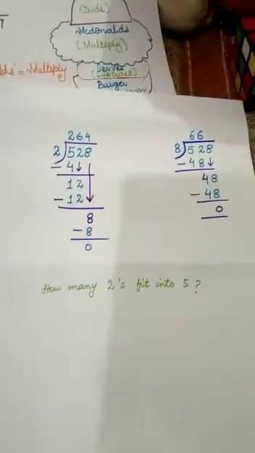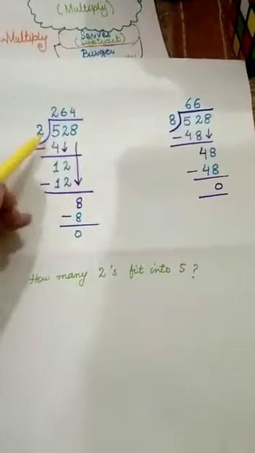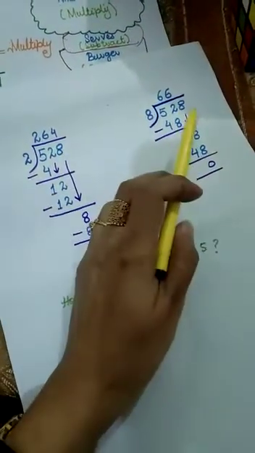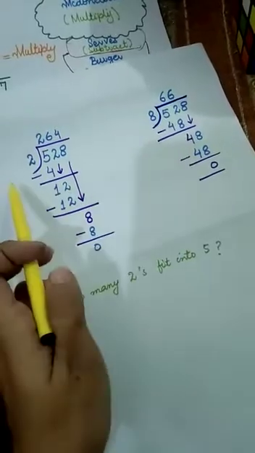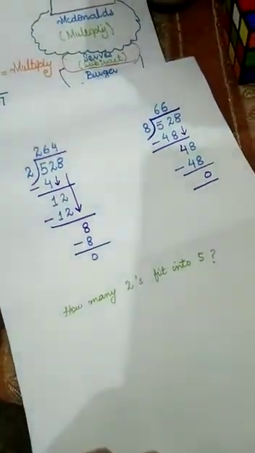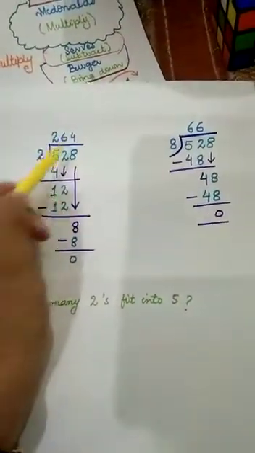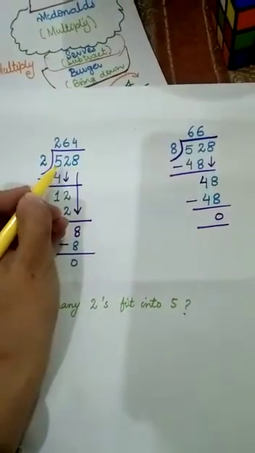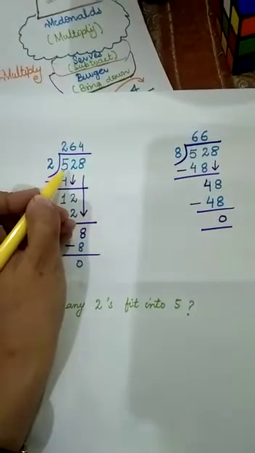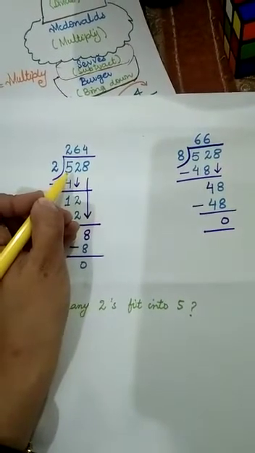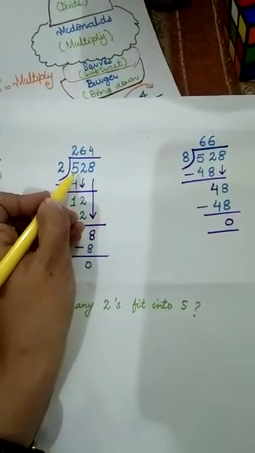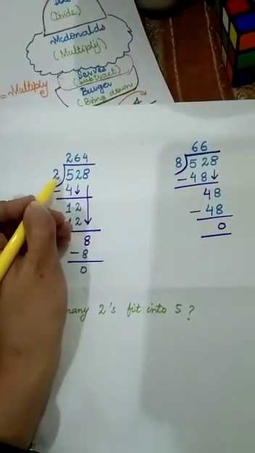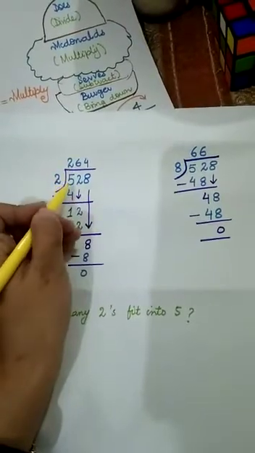Now I have a question. 528 is divided by 2. You have seen that both of these numbers are the same, 528. The dividends are the same but the divisors are different, right? So how to solve this? As I have told you, we will go step by step, digit by digit. If I am taking this digit 5, how many 2s fit in 5? So there are two 2s that fit in 5.